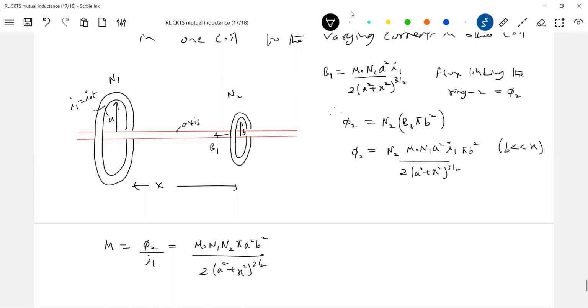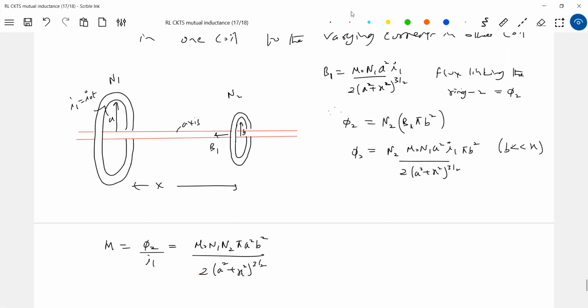This is a mutual inductance. Whether you send increasing current, constant current, or decreasing current, what is the mutual inductance? It depends on the number of turns, radii, and the distance between them. As you increase the distance between them, mutual inductance decreases.